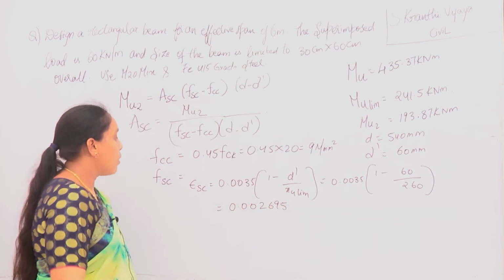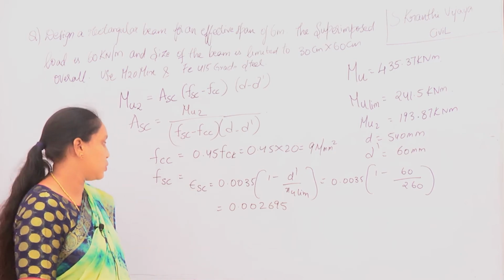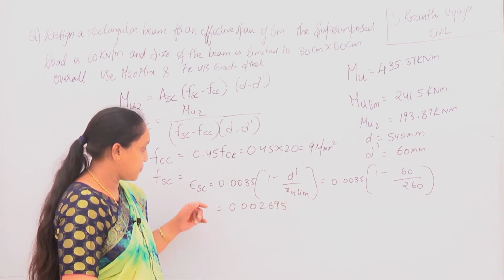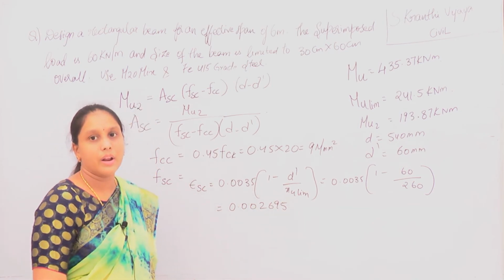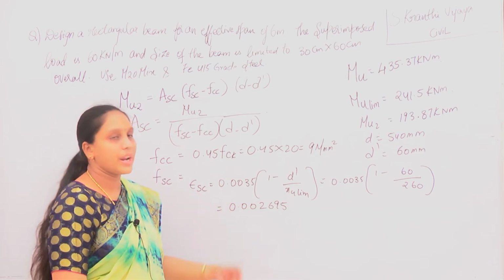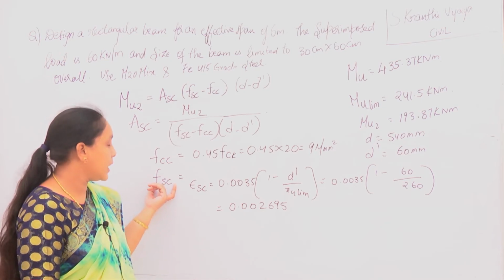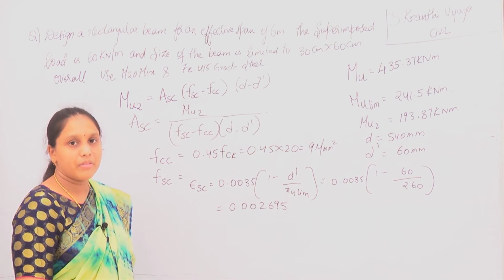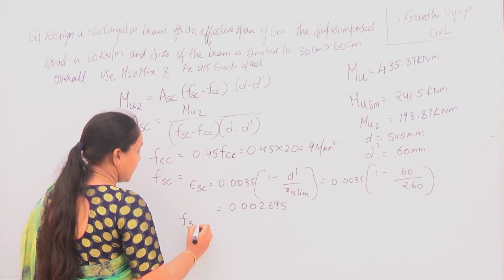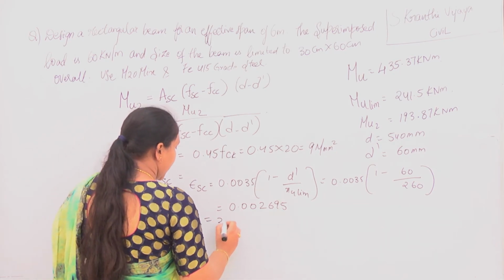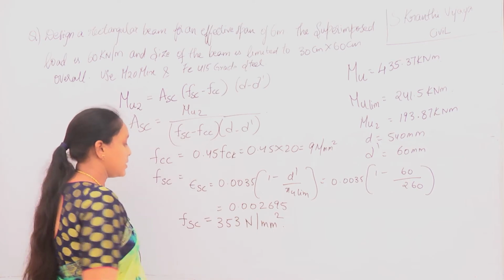If you solve this, you get a value of esc as 0.002695. Now from the stress strain curve for steel reinforcement, given in IS 456-2000, you have to find the fsc corresponding to this particular strain. If the same value of strain is not given, then you have to go for interpolation, which we have already learned in the previous sessions. If you do the interpolation, you get the fsc value as 353 Newton per mm square.